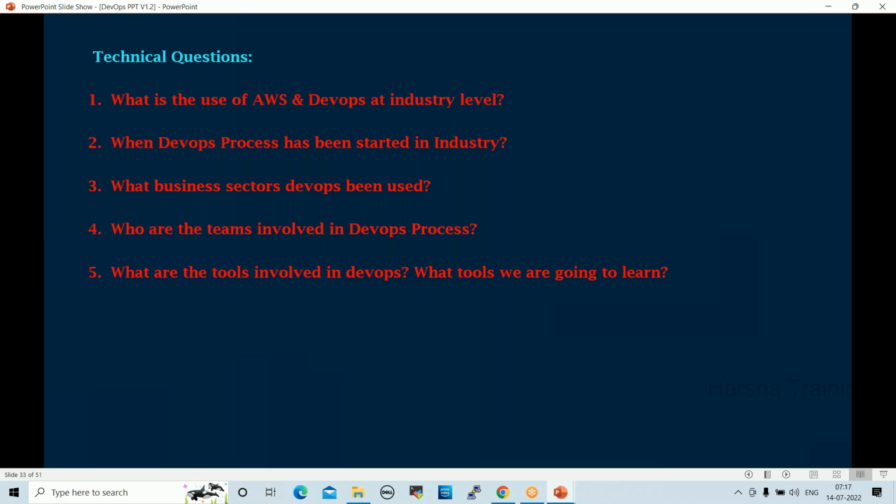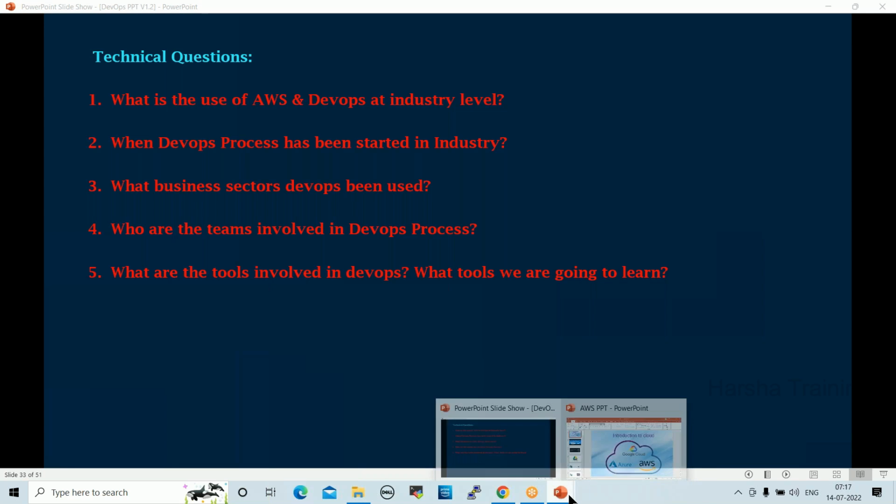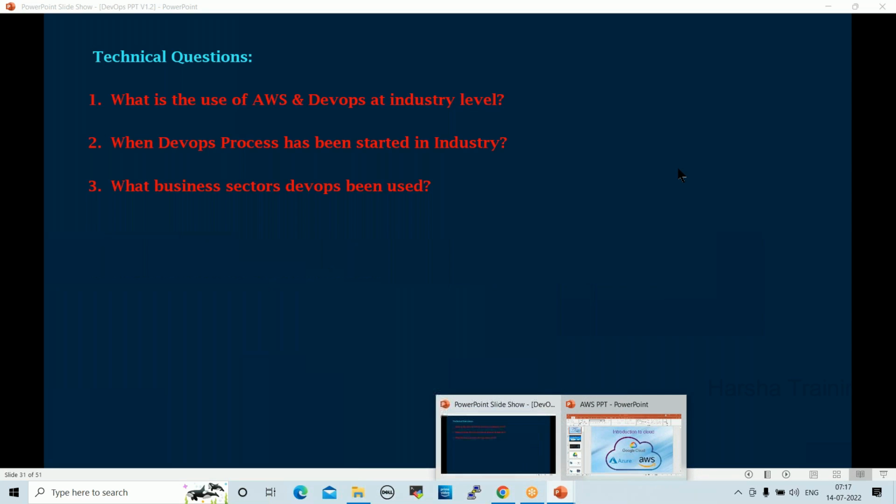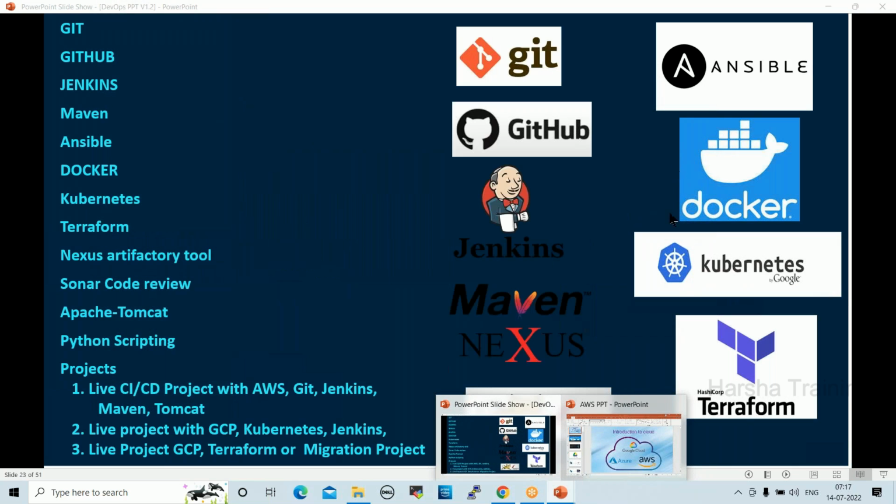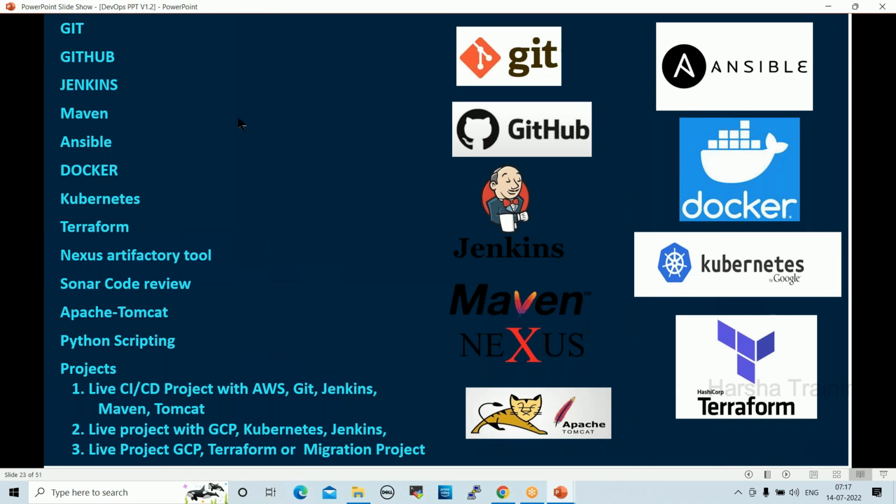Next question: what are the tools involved in DevOps? What tools are we going to learn? Yesterday we discussed the tools involved, but I want to show you one more time. See here, these are the tools involved in the DevOps process. These are the important, core tools: Git, GitHub, Jenkins, Maven, Ansible, Docker, Kubernetes, Terraform, Nexus, Artifactory, SonarQube code review, and Apache Tomcat.